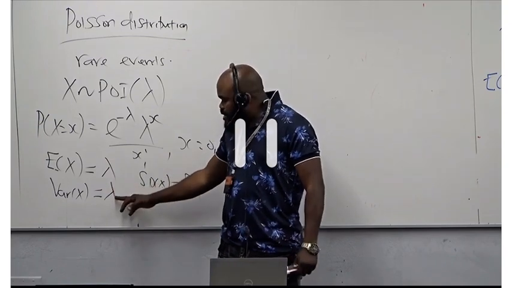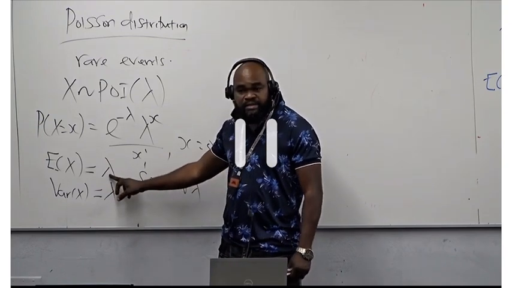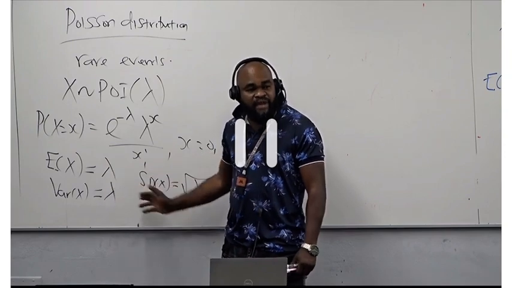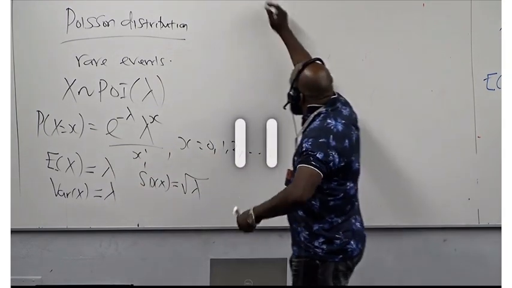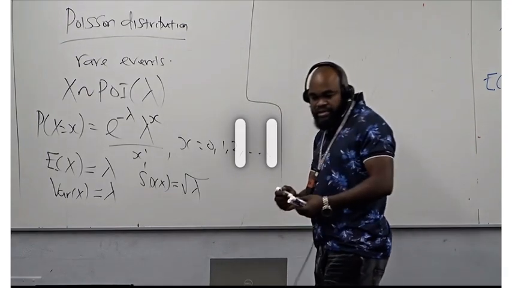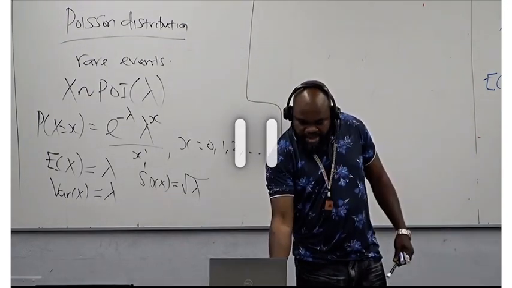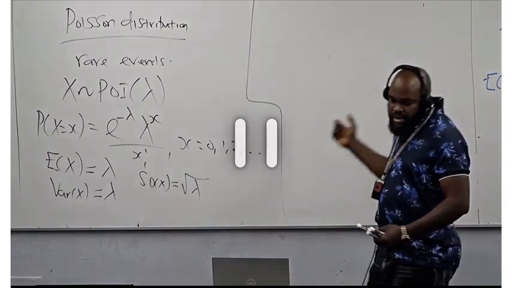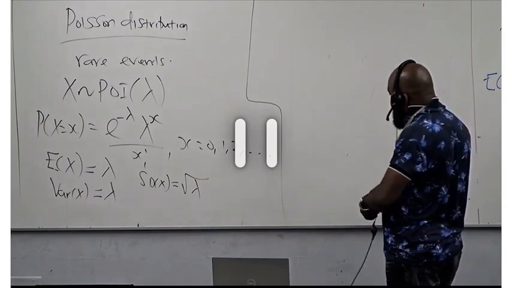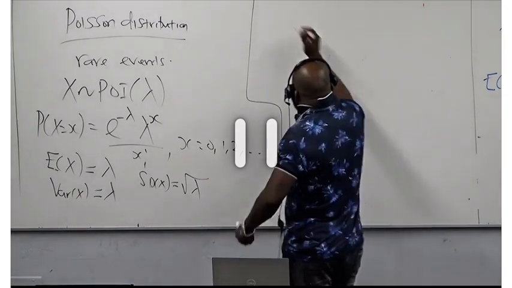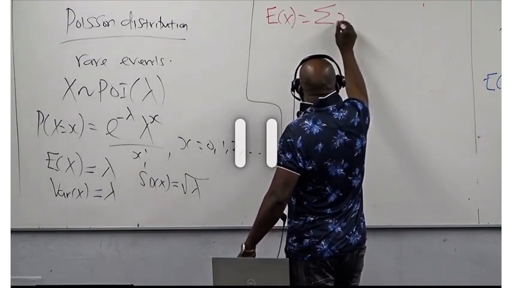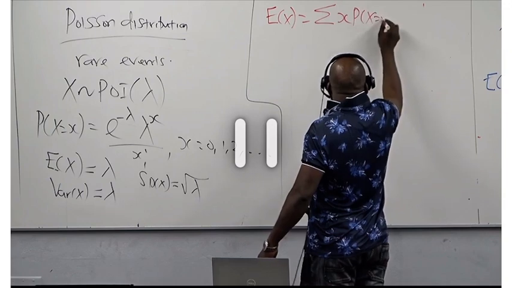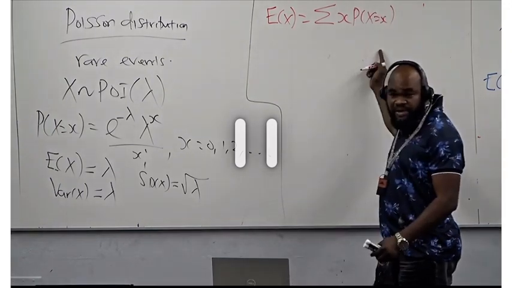Then how do we actually measure the reliability of the average? That's why we need the variance and the standard deviation. Now I want to derive this, and I need you to pay attention to how this is going to be derived. I want to find the expected value of S, which is the summation of S times the probability of X equal to S for a discrete random variable.